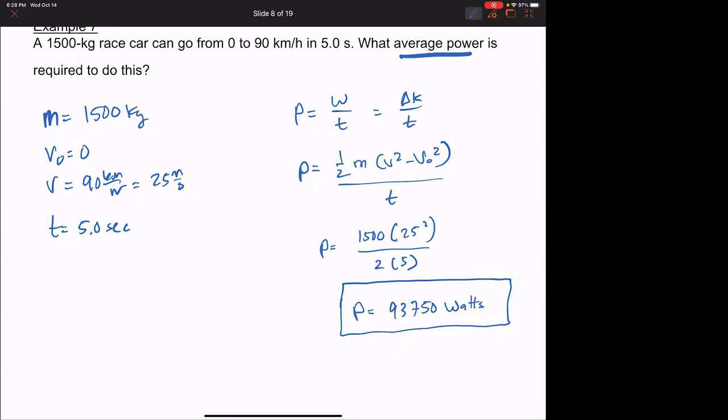Now, if we wanted to find out how many horsepower it was, we could just divide by 746, right? And that would give us our horsepower. So that'd be 125.67 horsepower.